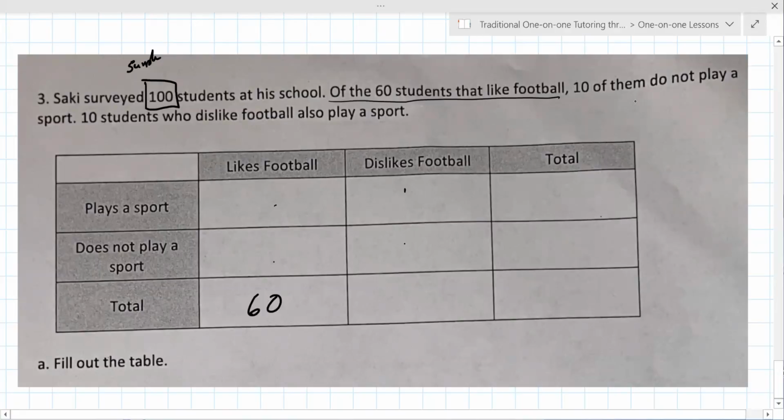It says 10 of them do not play a sport. Which of these values is 10? 10 of them do not play a sport, out of 60. Which of these 2 cells is 10? It's not a guess. I'm just asking, like that one says plays a sport. The second one says does not play a sport. 10 of them do not play a sport. Where does 10 go? Does 10 go here or here? Right here. Yeah. Now these vertically have to add up to this total right here.